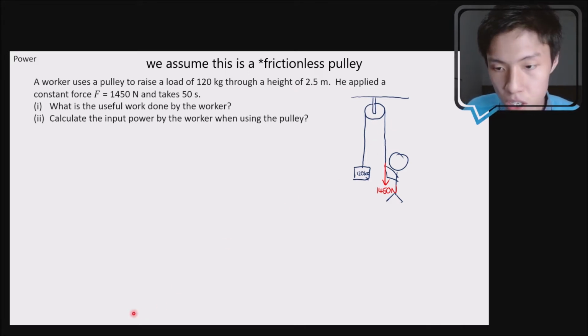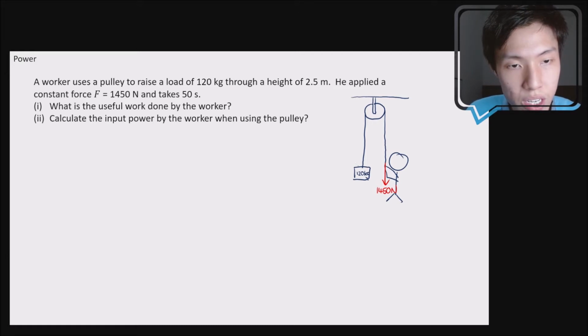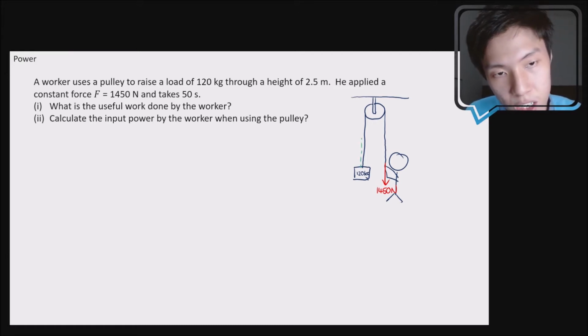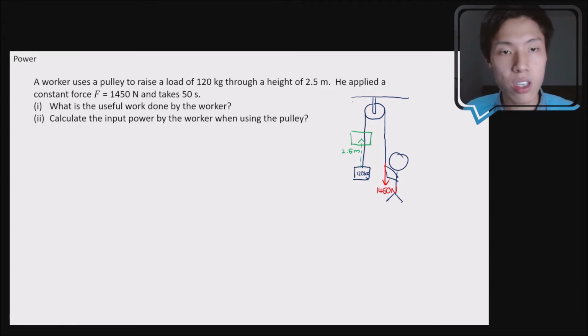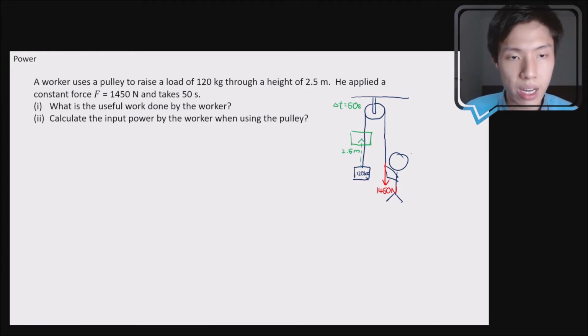Okay, so this object here will experience a change in height. So you can say that this object here experiences a displacement upwards by 2.5 meter, and you end up at a higher position somewhere around here. Okay, so this whole process here takes up how much time? 50 seconds. Okay, so I believe that's the situation. Everything has been labeled inside the diagram.